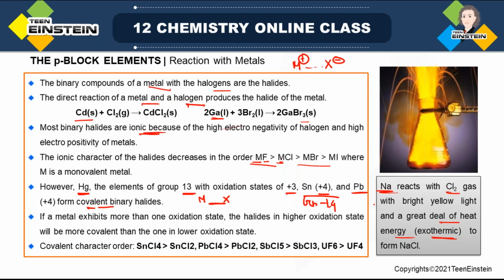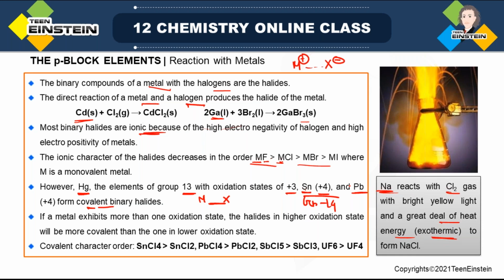So if it is sodium, obviously it is an S block metal, and S block metals are highly reactive if we compare with other metals. So sodium is highly reactive if we compare its metallic character with cadmium or gallium. So that is why sodium chloride is very ionic in nature, but cadmium chloride, GaBr3, then halides of tin or lead, will have covalent nature.